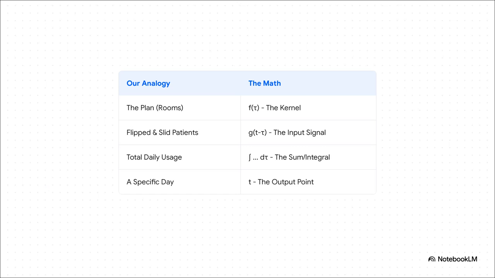This is where it all clicks. Our treatment plan, the rooms, that's the function f of t, what we call the kernel. The flipped and sliding patients, that's what g of t minus t represents. That big S-shaped symbol, the integral sign, that's just the fancy way of saying sum everything up. And t, that's just whatever specific day we're calculating for. It's a perfect 1-to-1 match. See, you totally got this.